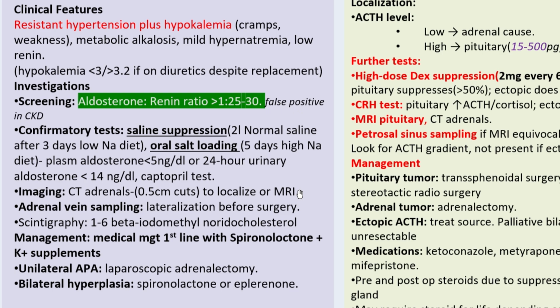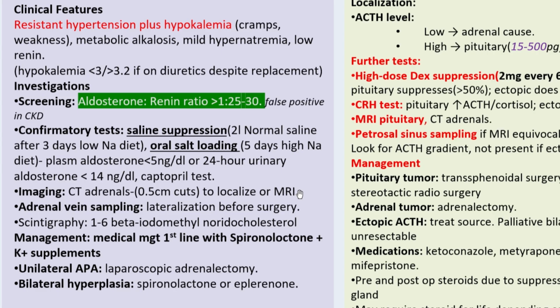So when we're doing the imaging, you want to do a CT scan, and this is going to be the conventional one, because we're going to do 0.5 centimeter cuts, because this adrenal adenoma is sometimes small. So if you do 1 centimeter cuts, you may actually miss out on this tumor. So we do the 0.5 centimeter cuts to localize, and if we see the tumor, then we can decide, do we go on to do surgery or not.